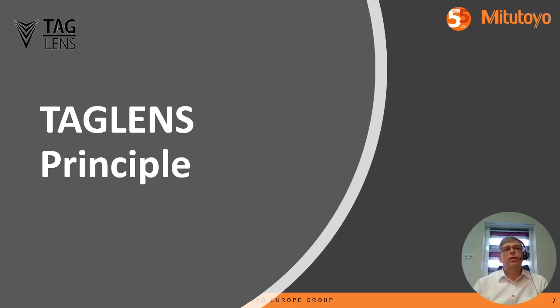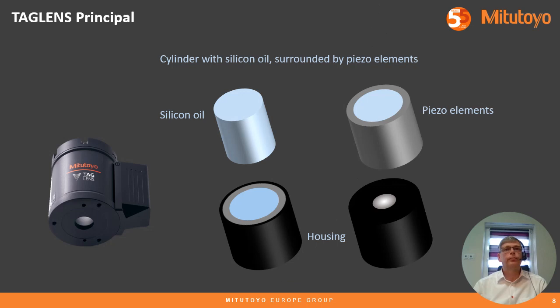So now we have seen the different components, and in this section I will explain about the TAGLENS principle. So how does TAGLENS work? What is the principle? TAGLENS is a liquid lens. It has a fluid, a silicon oil, that is surrounded by piezo elements. So it's a cylinder in a housing with piezo elements filled with a silicon oil liquid.